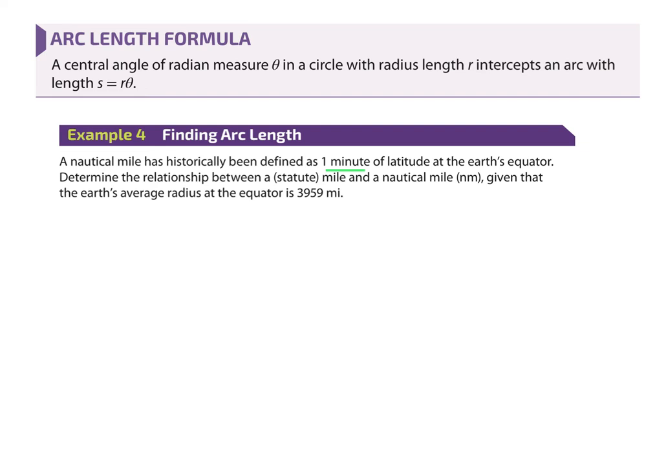So instead of writing 1 minute, I'm going to say 1 over 60, all right? That's how they gave it to me in degrees. However, in order to put it in my formula, S equals R theta, which is what they've given me, I need this not in degrees, but in radians. How do I convert this to radians if I have it in degrees? I multiply by pi over 180, all right?